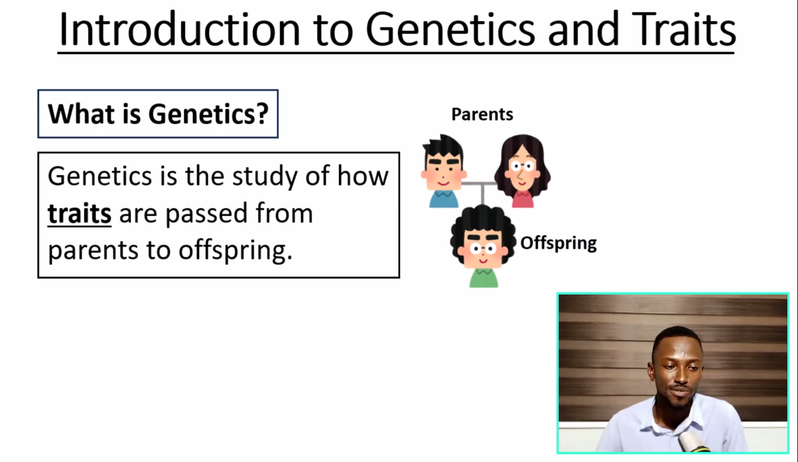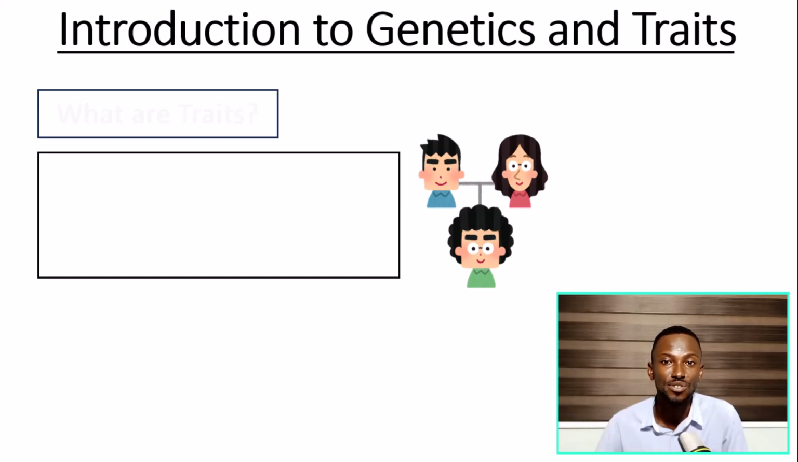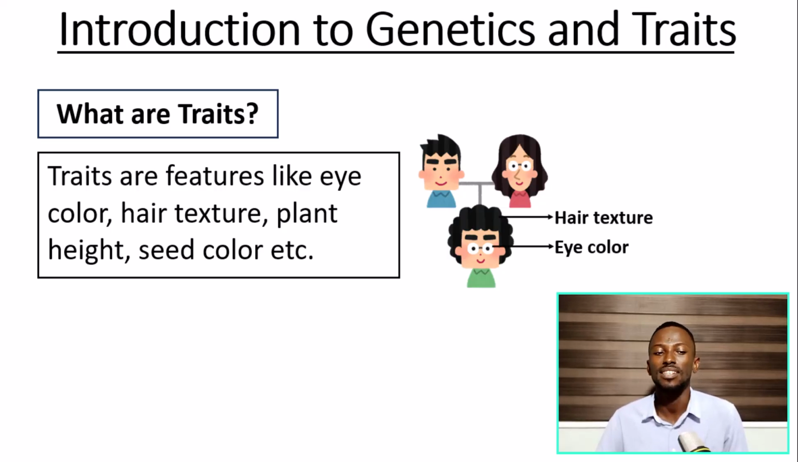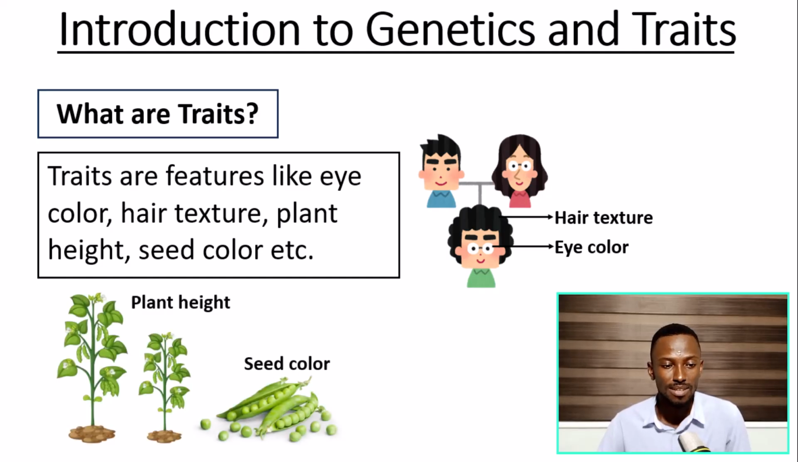But in the definition of genetics, you see the underlined word traits. So what exactly are traits? In the definition, traits are features like eye color, hair texture, and if you are talking about plants, plant height and seed color. But more specifically, in genetics, eye color and hair texture are known as characters. And specific options of those characters are the traits.